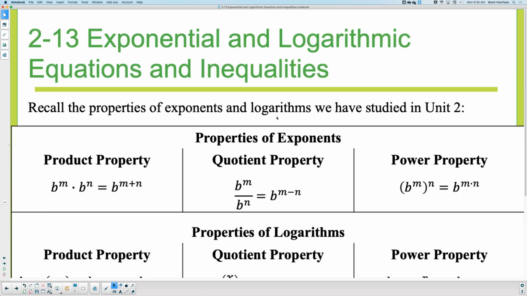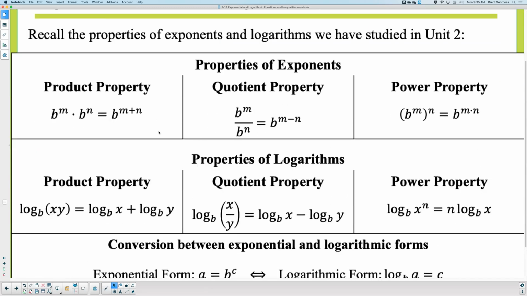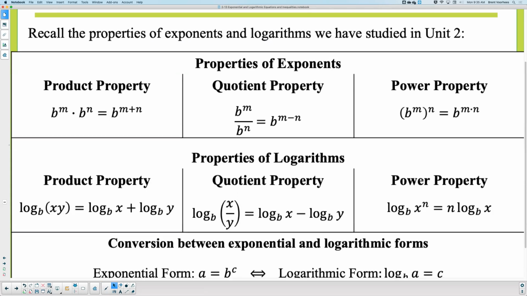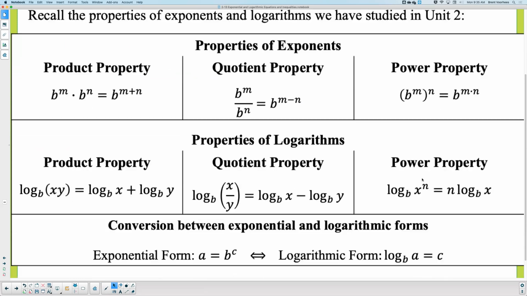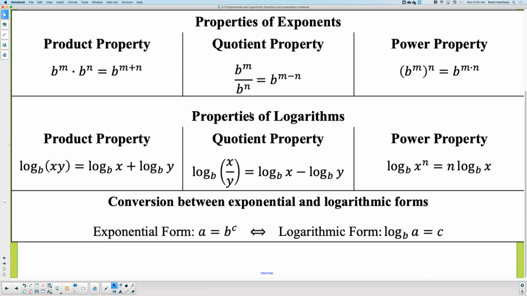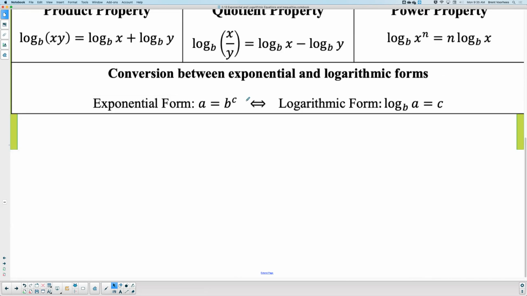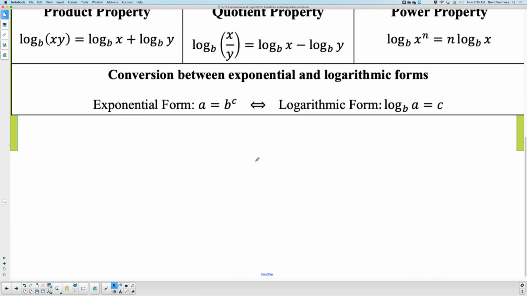As a reminder, there are 3 properties for each of logarithms and exponents. That's because they're inverses of one another. I have those written down here in case you forgot them. Plus, there's one more property that I did not include on logarithms, and that's how you convert. If you want to put the change of base, I did not include that on here. I just realized I did not include the change of base.